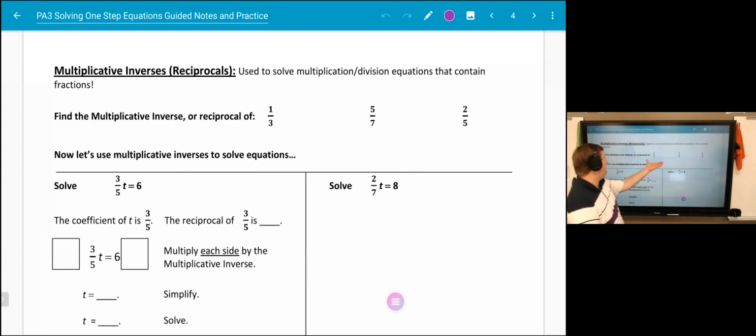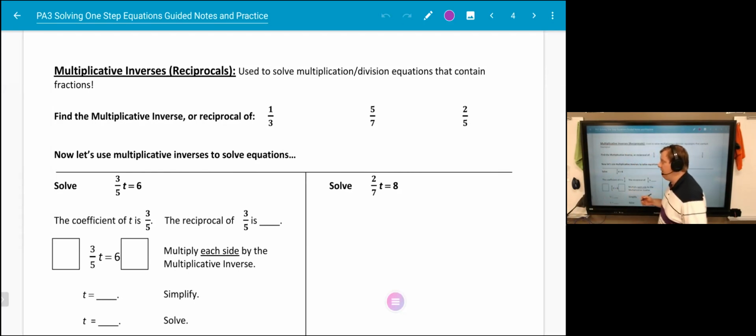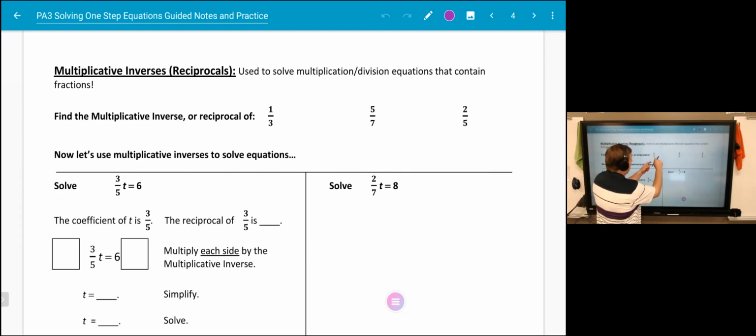Find the multiplicative inverse or reciprocal. In this case, this first one is 1/3. So what I need to do is flip that. Flip the denominator and numerator. So if this was 3 on the bottom, the denominator becomes the numerator, and the numerator becomes the denominator: 3/1. Okay, take 5 seconds, do the other two right now.